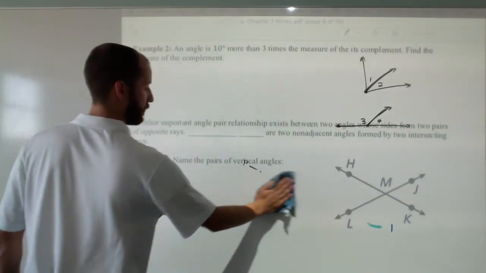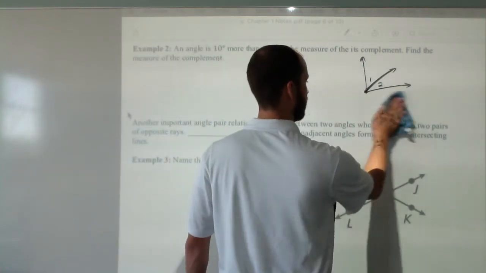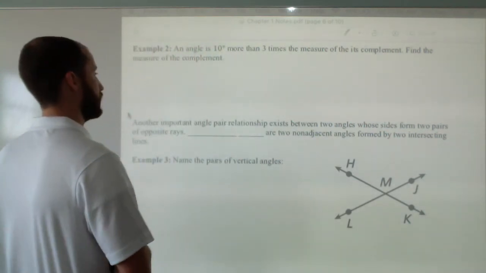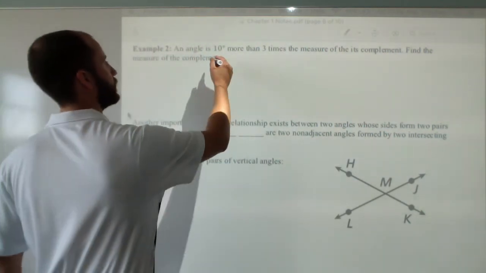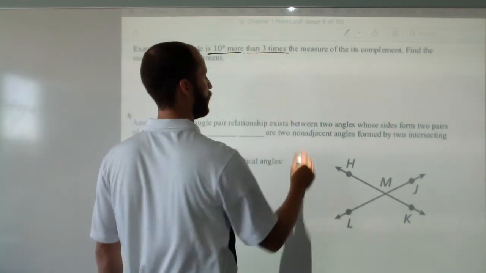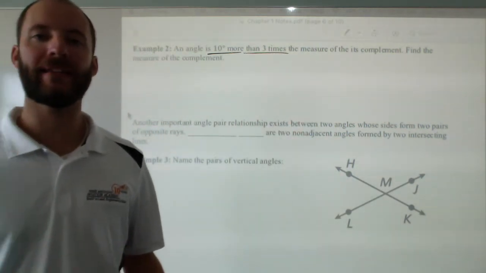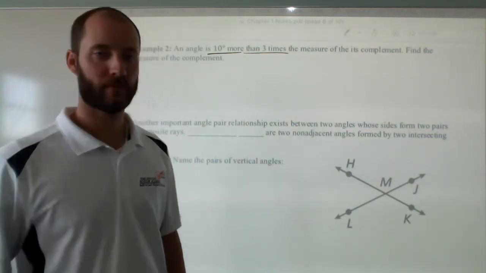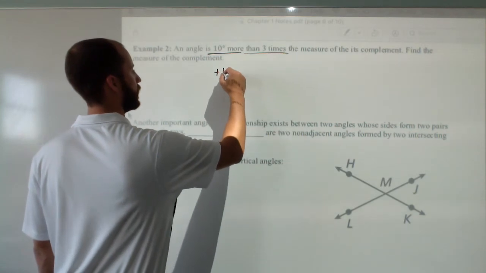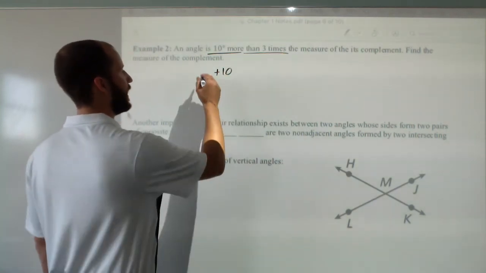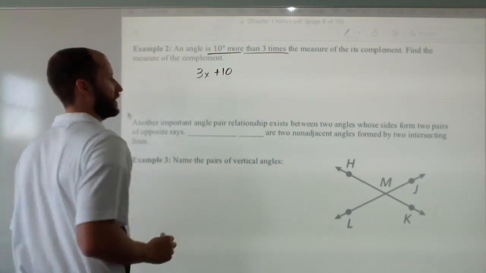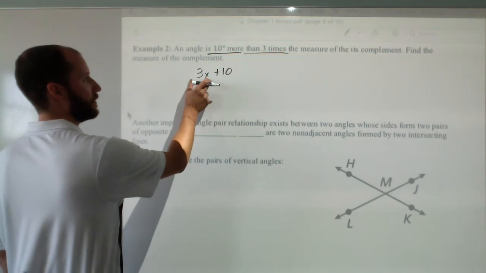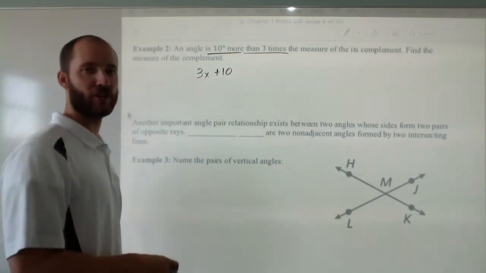So now some word problems. Again, in algebra, they gave you equations to solve. In geometry, you're going to have to write the equation that you need to solve. So an angle is 10 more than 3 times. Think about how to write that algebraically. Something is 10 more than 3 times. All right, so 10 more, that's plus 10. 3 times, that's 3x. All right, so an angle is 10 more than 3 times the measure of its complement. Find the measure of the complement.